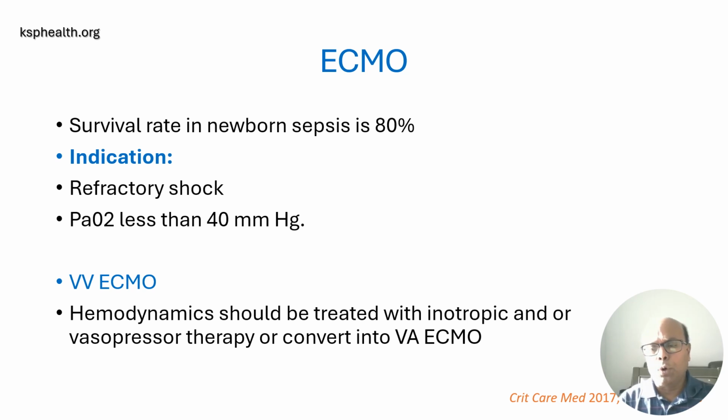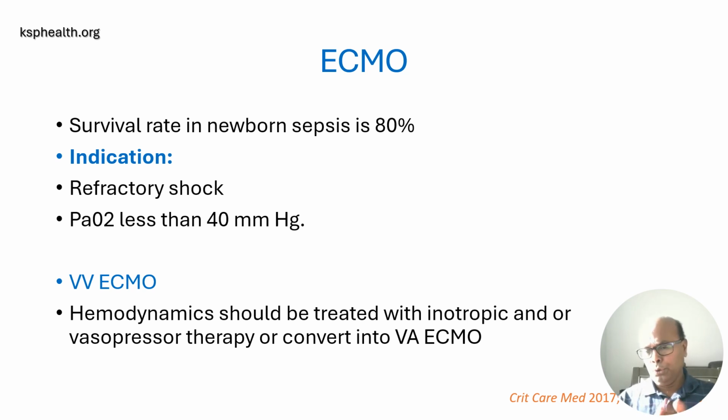ECMO plays a significant role in neonatal shock because the survival rate in newborn sepsis is more than 80%, much better than pediatric and adult septic shock ECMO survival rates. The indication for ECMO in neonates is refractory shock or PaO2 less than 40 millimeters of mercury. The most common ECMO done in neonatal septic shock is VV ECMO.